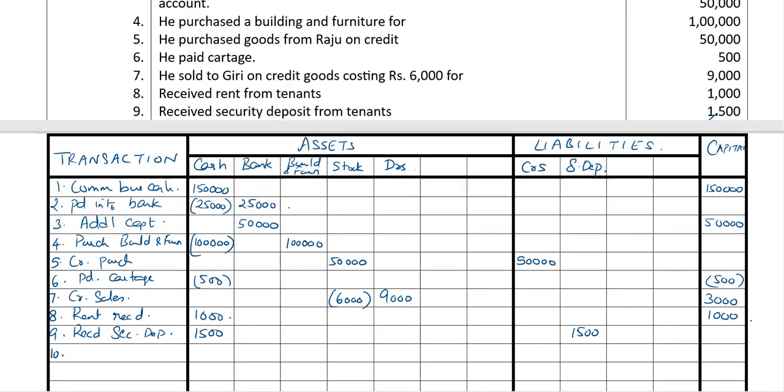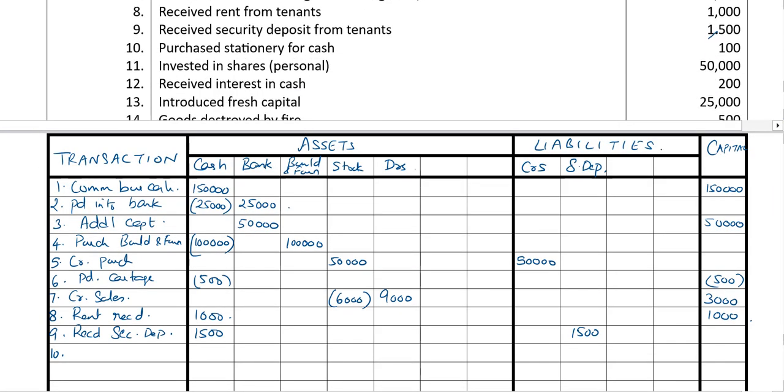The 10th transaction, purchase stationery for cash rupees 100. So purchase of stationery, it's an expense, so 100 deducted from cash and 100 deducted from capital. 11th transaction, invested in shares personal rupees 50,000, that's drawings. Subtract 50,000 from cash and subtract 50,000 from capital.